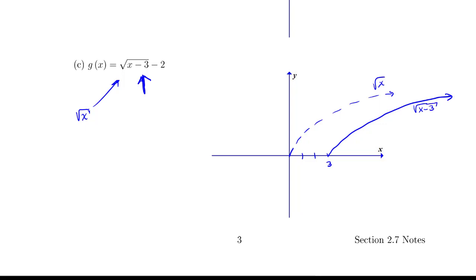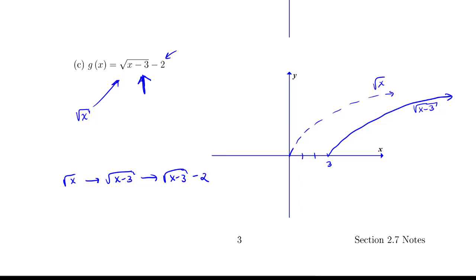Next, I'm going to apply this -2. But realize that -2 is -2 on the whole previous function. Maybe it's easier if we set out a little game plan here. We started with the square root of x, then we moved to the square root of x minus 3, and then we're going to move to the square root of x minus 3 minus 2.